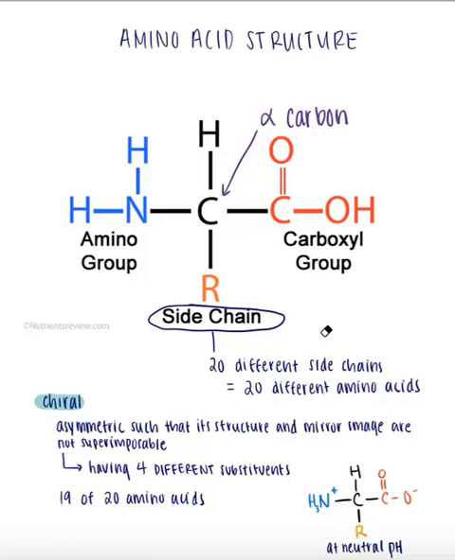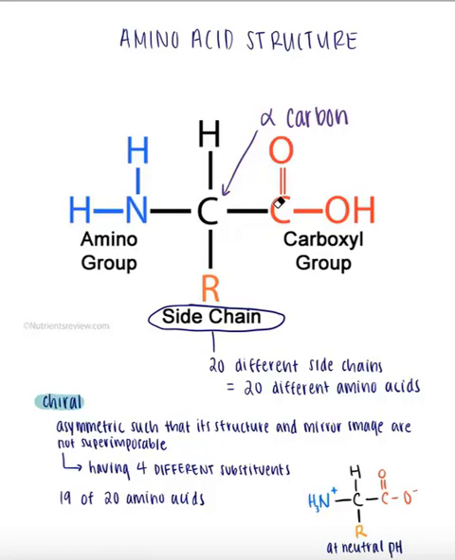Another thing is that most of the 20 are actually chiral. If you remember from Orgo, something that's chiral basically means if you took its structure and flipped it over and got its mirror image, the two would not be superimposable. And we know that this happens when you have 4 different substituents. We already have 3 solid ones, and so the 4th one is the only variable one. So as long as this R group is not one of these 3 groups, you would be chiral.